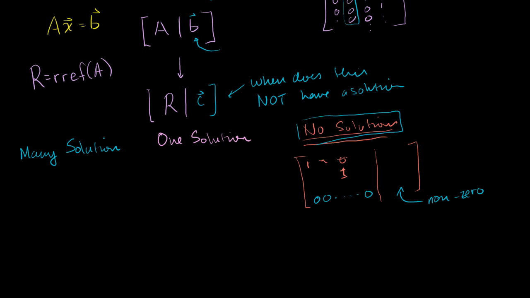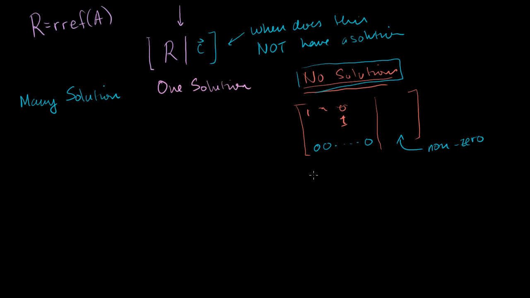Now, there's the other case where we do have some solutions, but it's only valid for certain b's. Let me draw it like this. Let's say I have my matrix A, and I have my B1, B2, all the way down to Bm. Remember, this is a member of Rm.